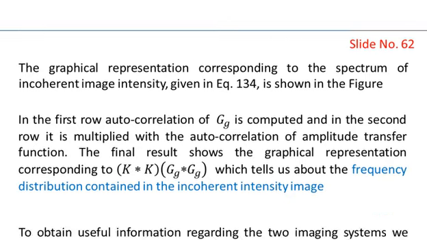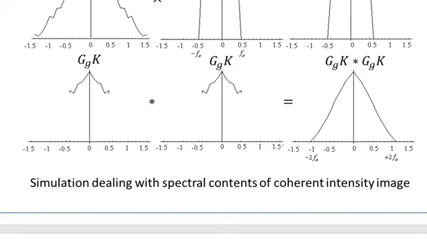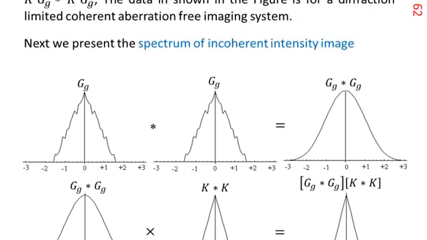So you see that this is the frequency distribution. The last image is the frequency distribution of the spectrum in the incoherent image. And here this is the frequency distribution in the spectrum of the coherent image.